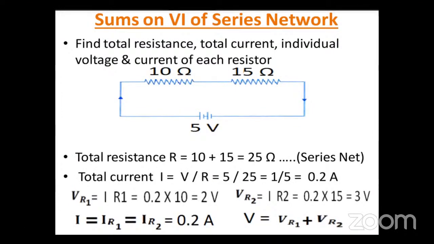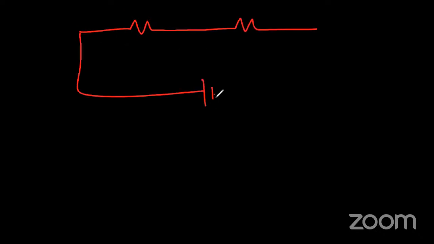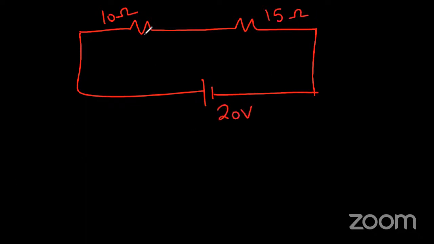Ten, 15 and 5. Okay. So we'll solve a sum based on this one and draw one circuit. So this is resistor 1, this is resistor 2, and this is the battery. इसका value 10 ohm, इसका value 15 ohm, and इसका value 20 volt. So 10 ohm, 15 ohm, 20 volt, and this is the current. We can assume this one is R1 and this one is R2, this is V and this is current. And what is the question?